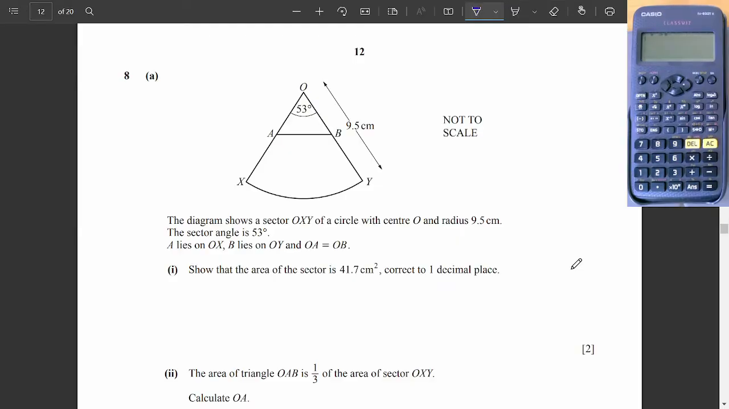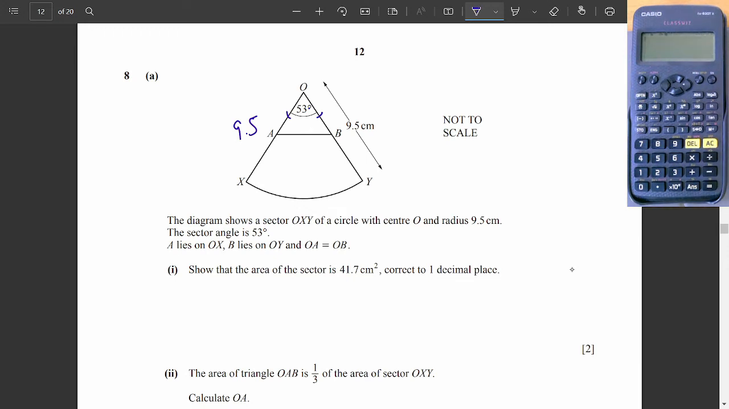Question 8a. The diagram shows a sector OXY of a circle with a center O and a radius of 9.5 centimeters. Remember, radiuses always stay the same. So it means if OY is 9.5 centimeters, OX would also be 9.5. Okay, the sector angle is 53 degrees. We're going to have to use that. A lies on OX and B lies on OA. OA equals OB. So here we have an isosceles triangle. Show that the area of the sector is 41.7 centimeters squared, correct to 1 decimal place.